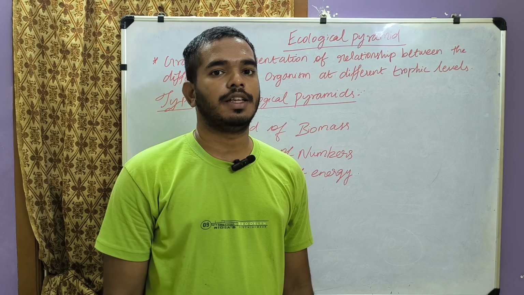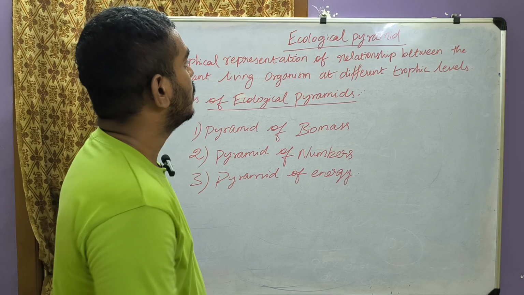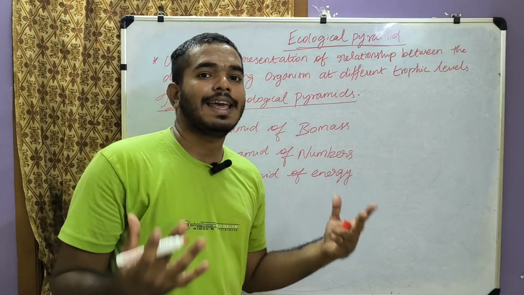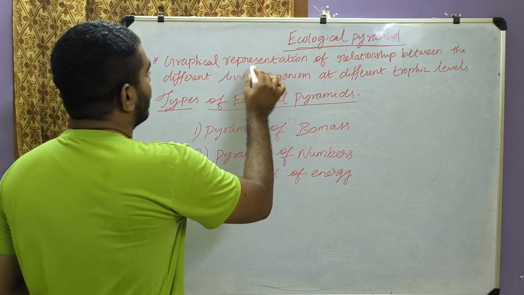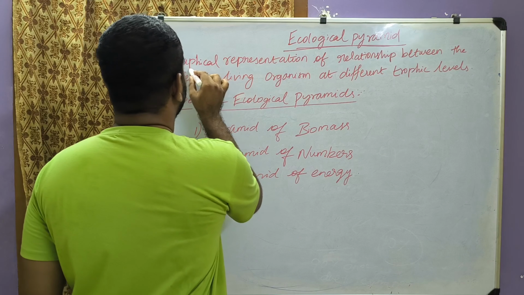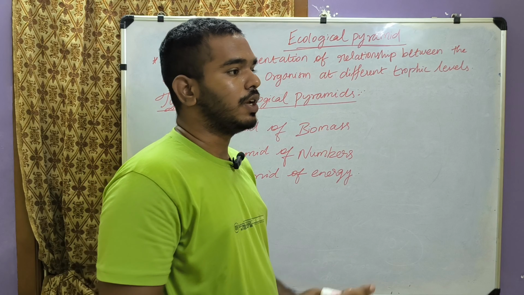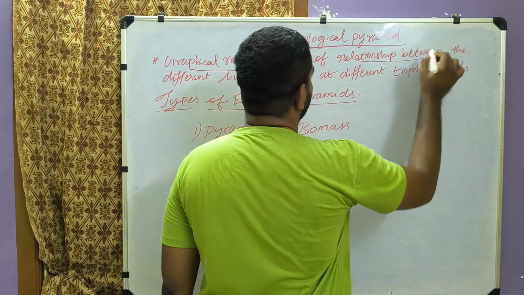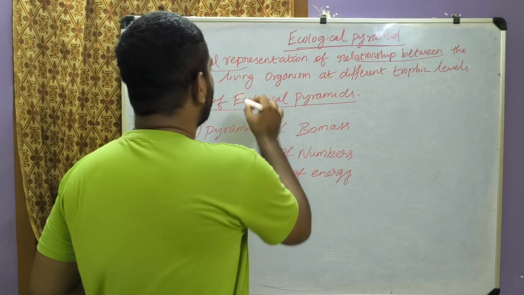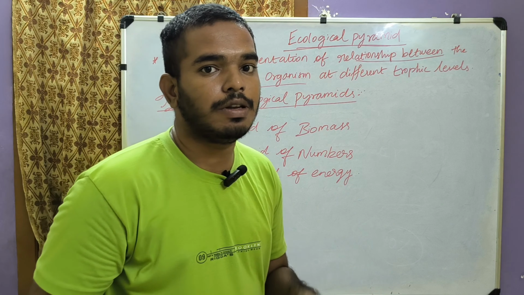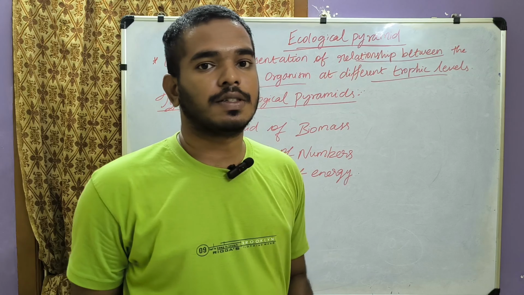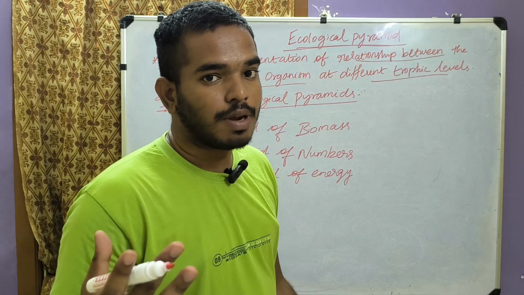Hello ladies and gentlemen, in this video we are going to see about the ecological pyramid. What is meant by an ecological pyramid? The ecological pyramid is a graphical representation, by means of a diagram, of the relationship between different living organisms at different trophic levels. We have already seen what is meant by trophic levels.